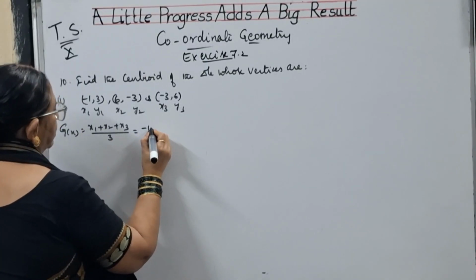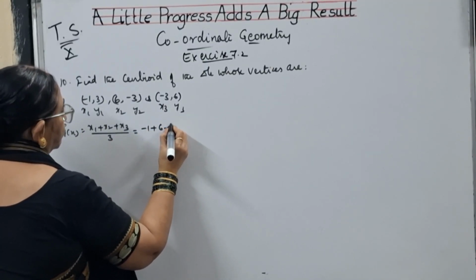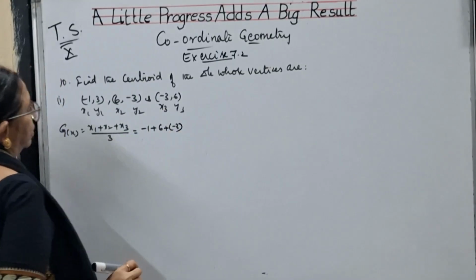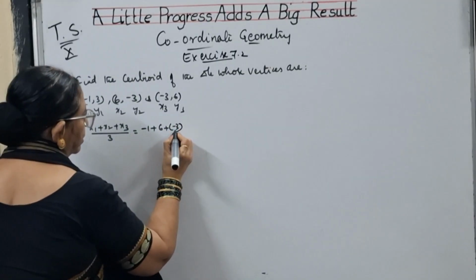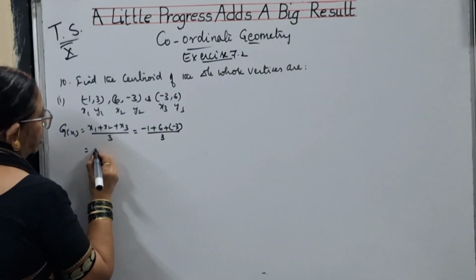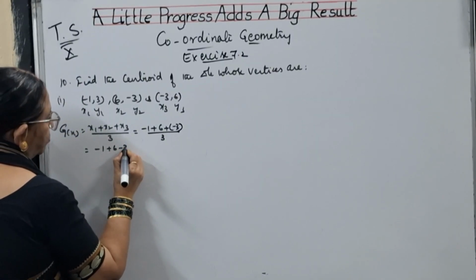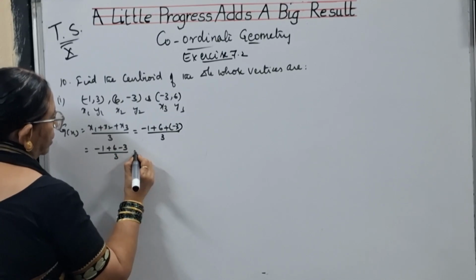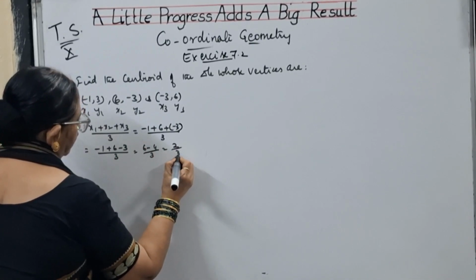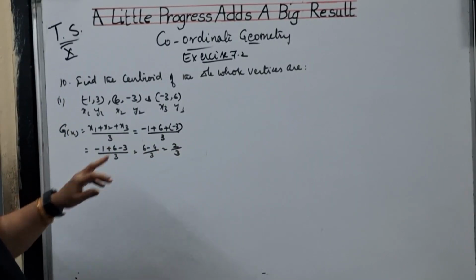x1 is minus 1 plus 6 plus of minus 3, x3 is minus 3, by 3. That is how much, children? Minus 1 plus 6 minus 3 by 3. That is 6 minus 4 by 3, 2 by 3. G of x is 2 by 3.